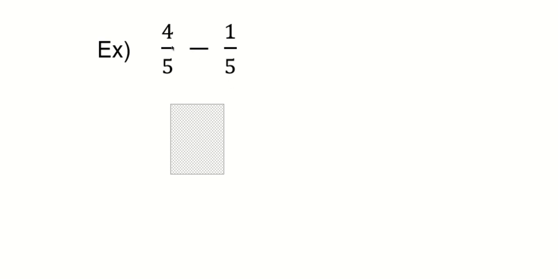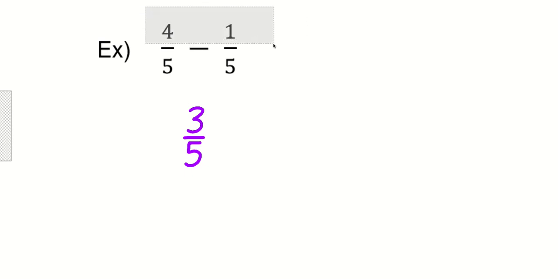So this one says 4/5 minus 1/5. So you can see obviously that the denominators match, which is perfect. So 4/5 minus 1/5, the answer is 3/5. So you go ahead and subtract those, and it's still going to be fifths. And there we go. So 4/5 minus 1/5 is 3/5.